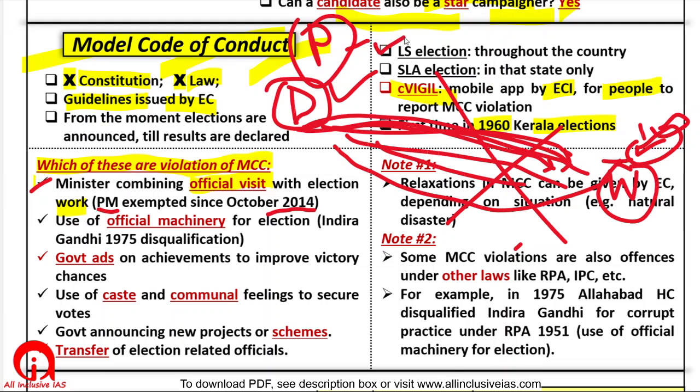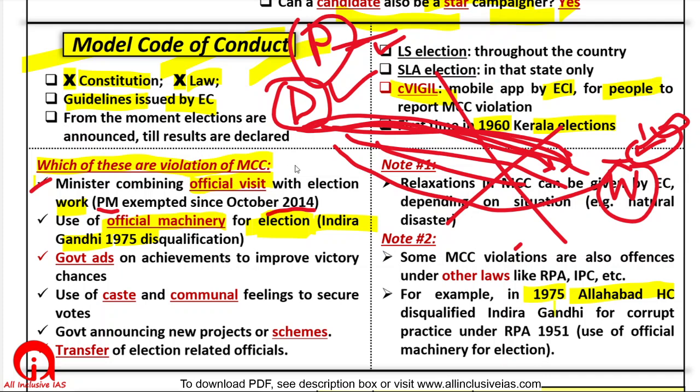So that official can say, no sir, that is not my work. It is going to be a political rally, so I am not going to frame your speech. In case the Prime Minister or anyone uses official machinery, officers, for their election campaigns, that is not allowed. In fact, that was the reason why Indira Gandhi was disqualified by the Allahabad High Court in 1975, and a few days later she imposed emergency.